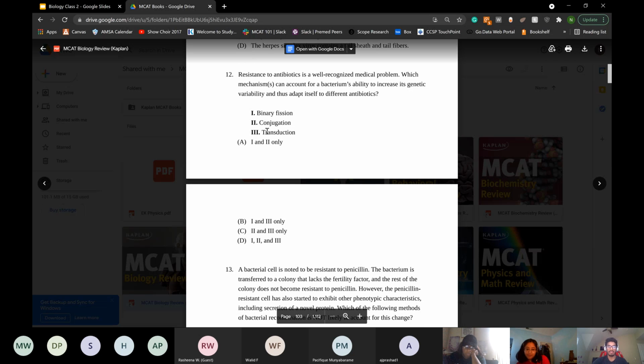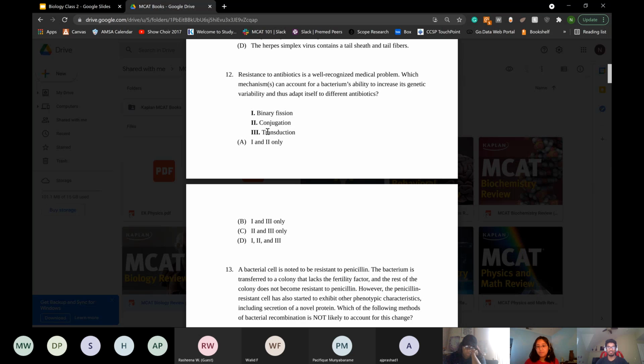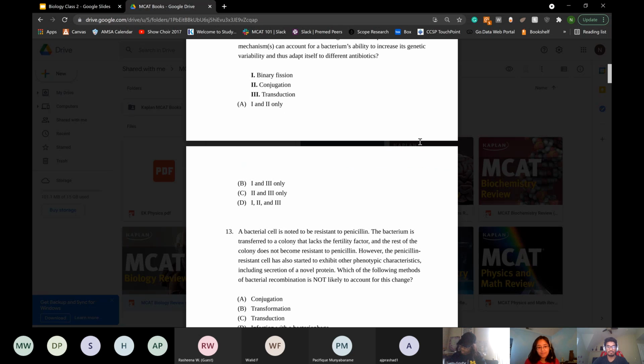So we are looking at, in this case, the methods of horizontal gene transfer, which would be conjugation, transduction, and transformation. And since we do see conjugation and transduction here, we know that those two definitely have to be ways that they can adapt and be more variable. And binary fission, on the other hand, is just the method by which they reproduce. So that doesn't necessarily increase variability because they're just replicating an exact clone of themselves. So in this case, the answer would be C, 2 and 3 only. Does that sound good?